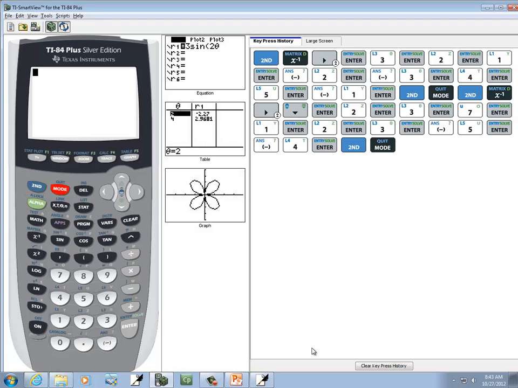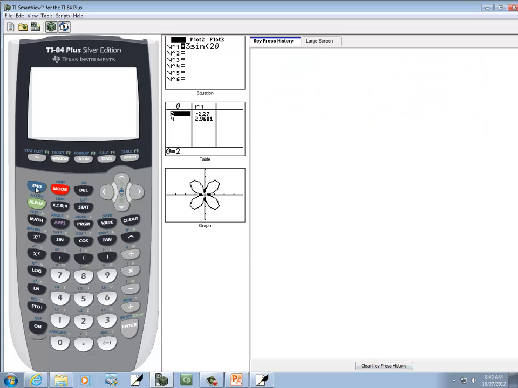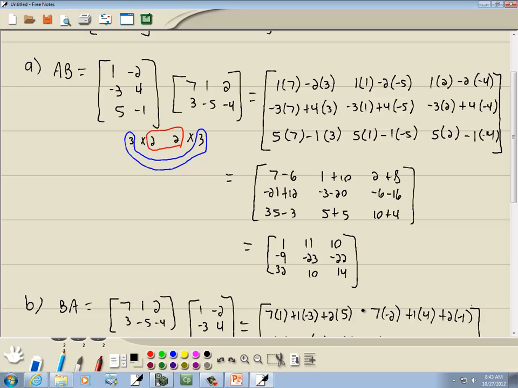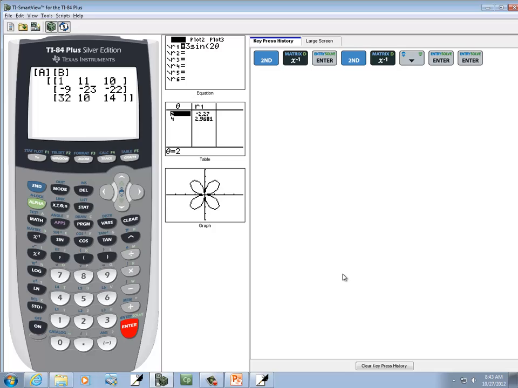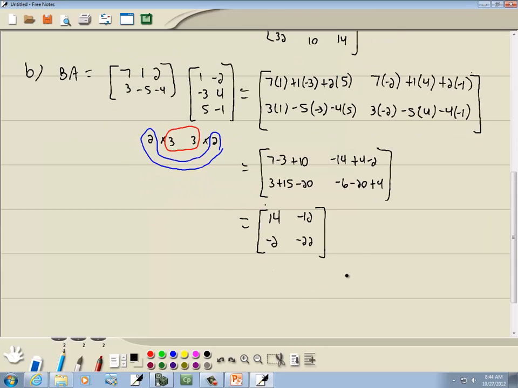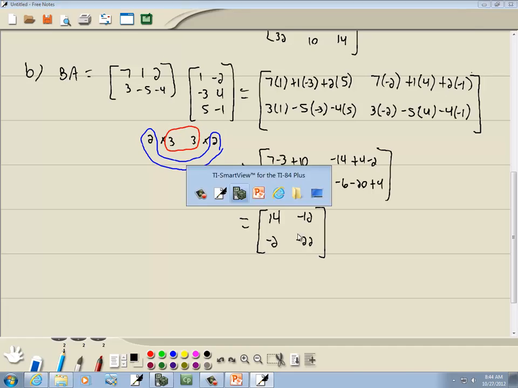So I'll go back into my matrix menu. Second, x and negative 1. Enter on A. Go back in my matrix menu. Second, x and negative 1. Down arrow to B. Enter, and enter again. 1, 11, 10, negative 9, negative 23, 32, 10, 14. Okay, that all checks. I'm not doing that for your benefit. I'm assuming you've seen one of those. You probably can do all of them. I'm doing that to check my math.